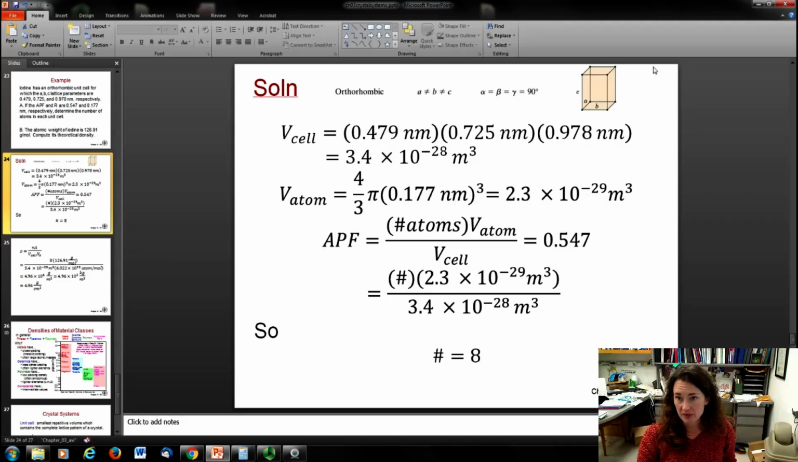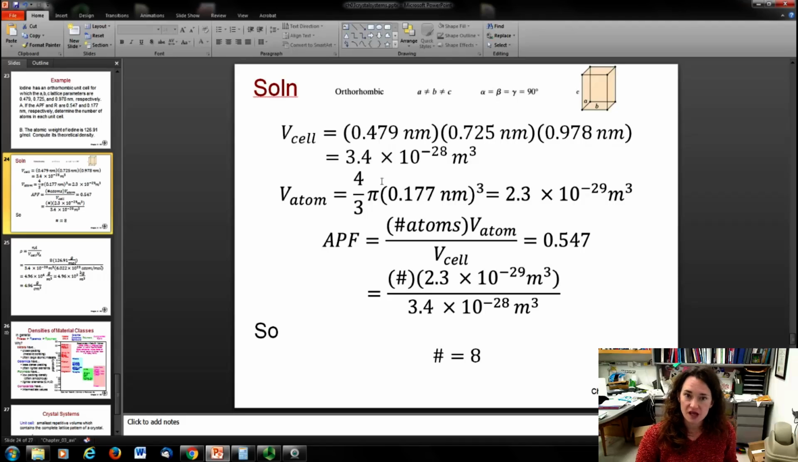This is an orthorhombic. It looks like this sort of upright solid here. A, B, and C are not the same, but they're all 90-degree angles. So here, you just multiply length times width times height for your cell. So you have 0.479 times 0.725 times 0.978 nanometers. If you write it out as 0.479 times 10 to the minus 9, then you can get it in terms of meters cubed if you want to, and then you can multiply all three of those things.